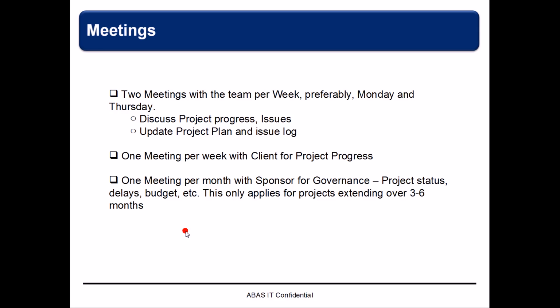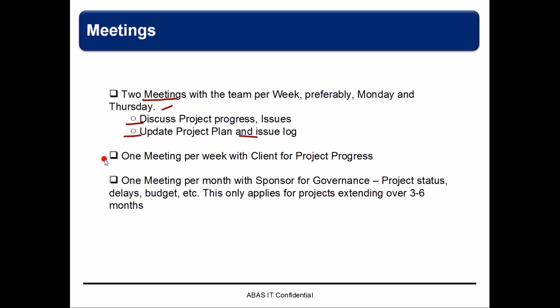Usually, for a given project, if it is, let's say, a 400 to 500 hour project, there will be about 2 meetings per week, preferably Monday and Thursday, because the ABAS week starts on Sunday, right, and ends on Thursday. So we can have a meeting on Monday and Thursday, or any other day that the PM thinks is more reasonable. The topics would be that we discuss the project progress and issues, and we'll also update the project plan and the issue log, right?